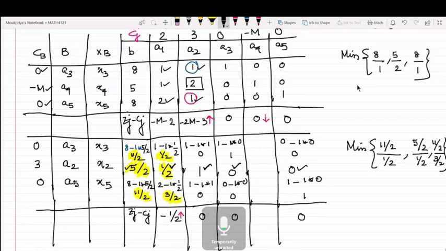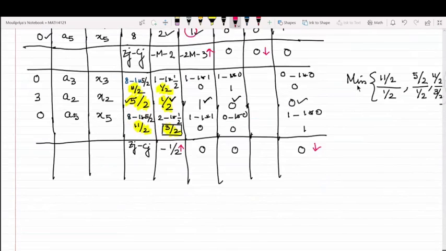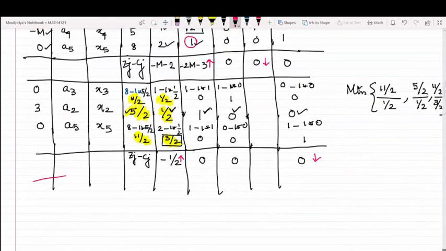By 2, correct. So exactly, this is the number which is giving us the minimum most ratio. And what is this corresponding to? X5. So A5 is the departing vector. I'm sorry, we need to do the algorithm one more time. I can assure you that doing it once will be enough.